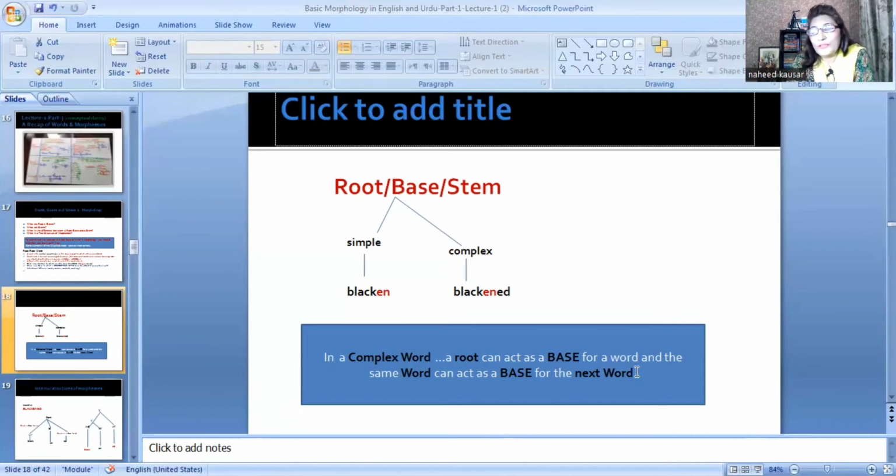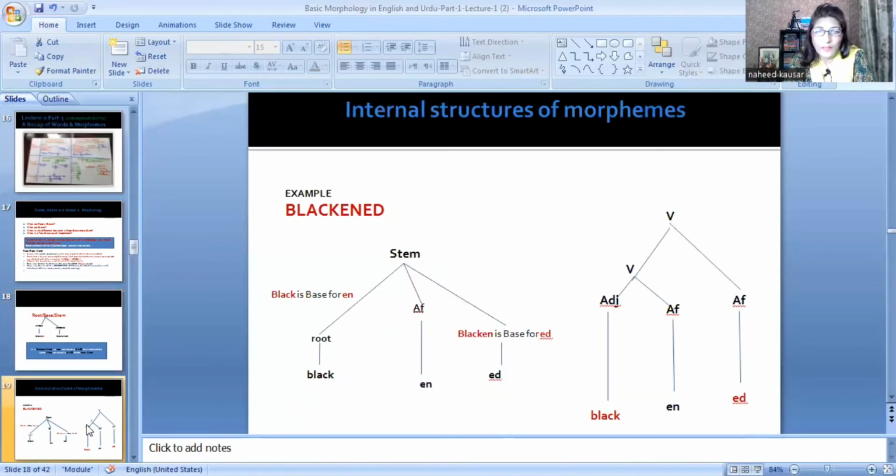So in this example, students, we saw that when the internal structure of a word is complex, where more words are formed into one construction, one root word may become a base for another word, and the next formed word may turn into a base for the ultimate word in any specific construction, like we had in this particular example. This has been explained clearly in this slide also.